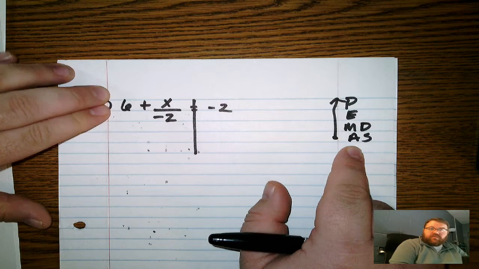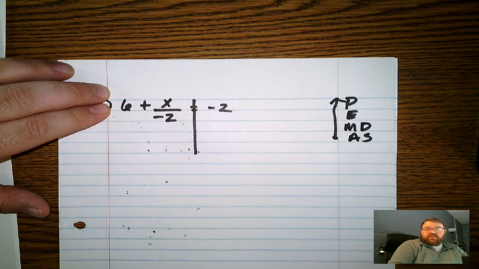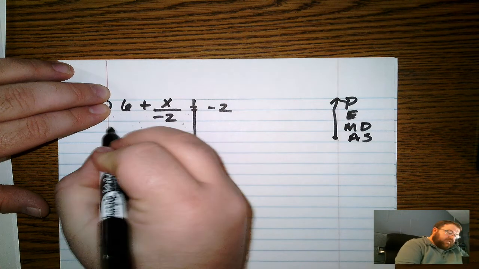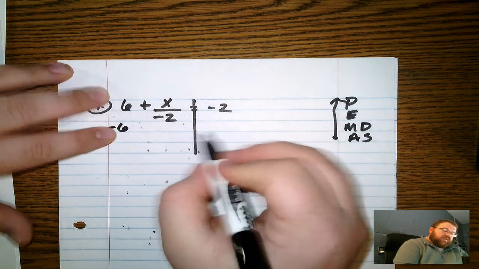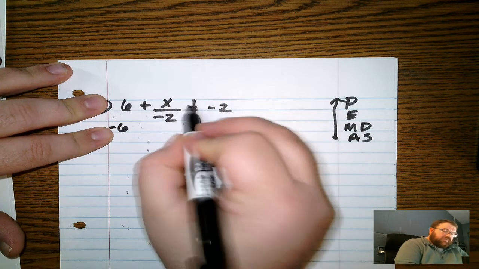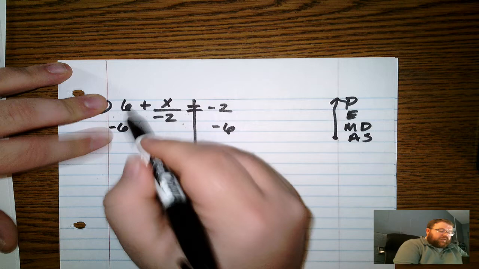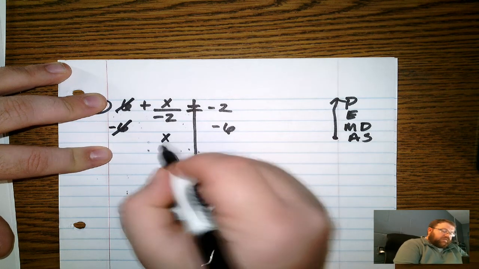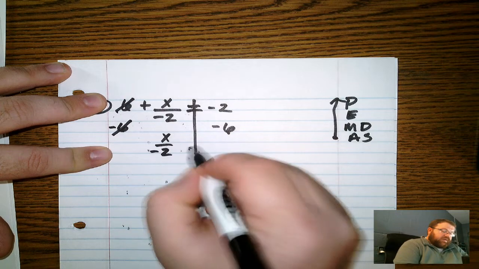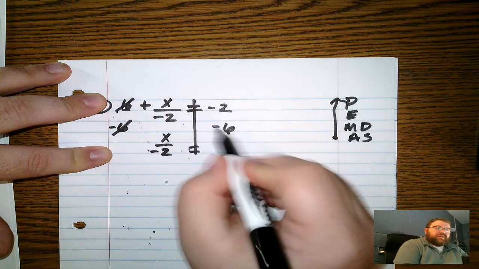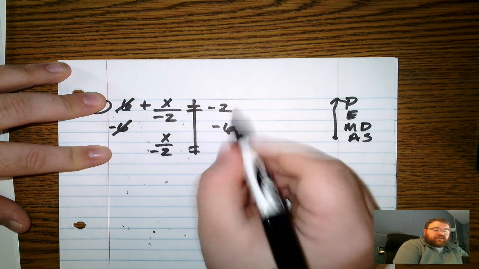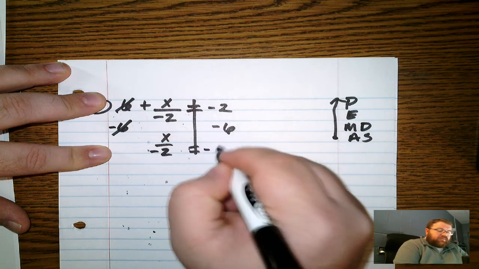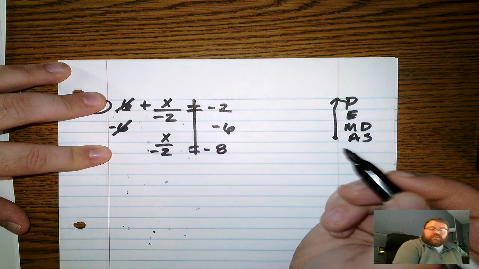The 6 is positive, so what's the opposite of a positive 6? That's going to be a negative 6. And when I do to one side, I have to do to the other to keep the two sides equal. 6 minus 6 is 0. Leaves me with x divided by negative 2 is equal to negative 2 minus 6. So these are same sign. With same sign, we add them and keep the sign.